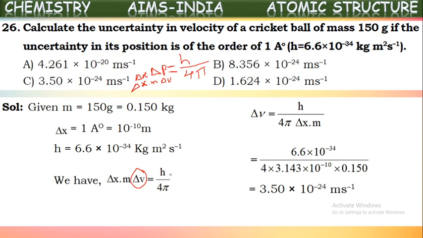We get Δv = h / (4π · Δx · m). We get finally 3.5 × 10^-24 meters per second. That is the uncertainty in the velocity. Where is it given? Here.